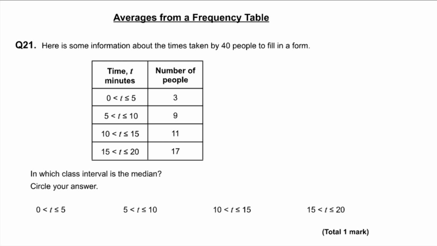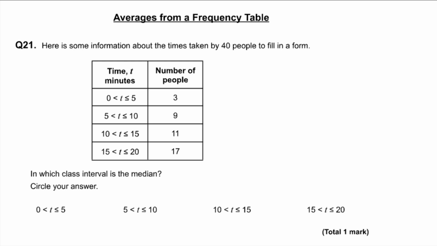Moving swiftly along, we're going on to averages from a frequency table. So you need to understand about data being grouped and what that means in terms of the means, medians, modes. So in question 21, here is some information about the times taken for 40 people to fill in the form. In which class interval is the median?